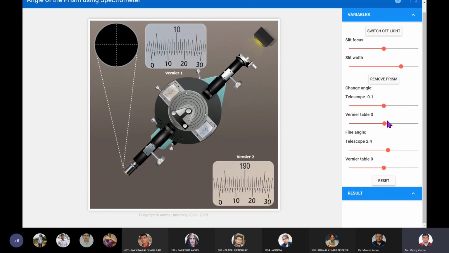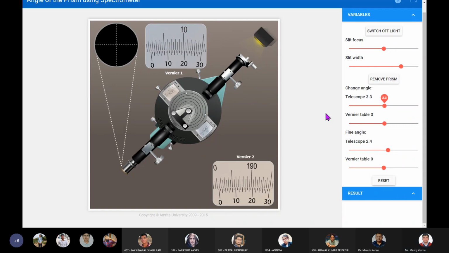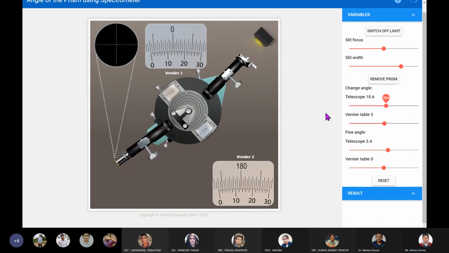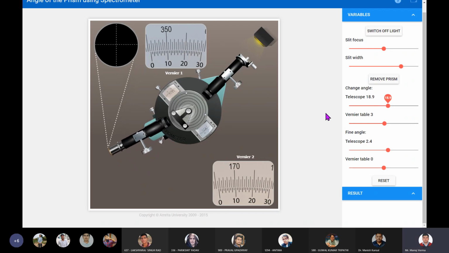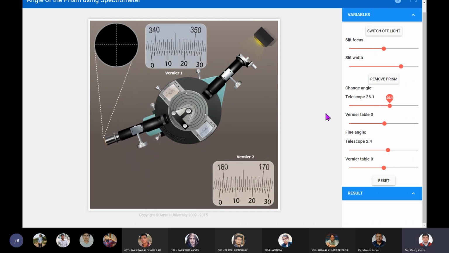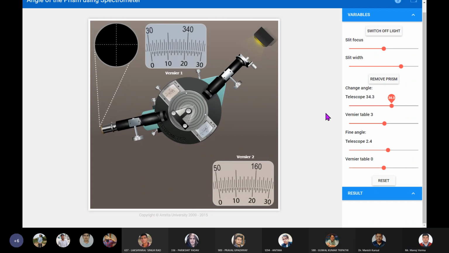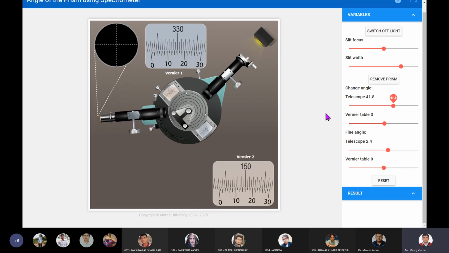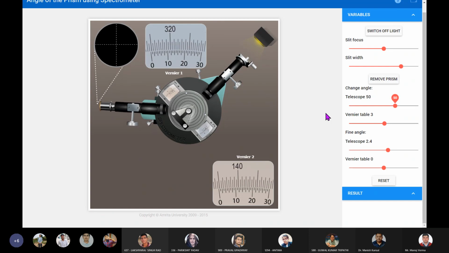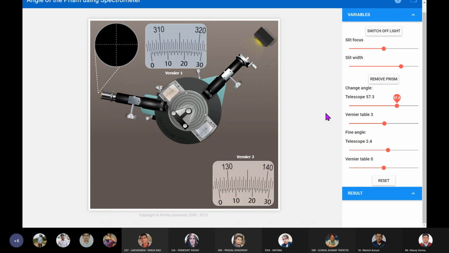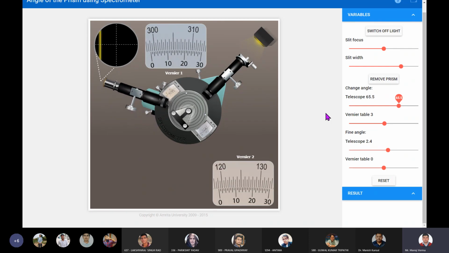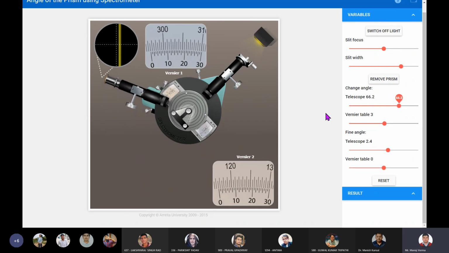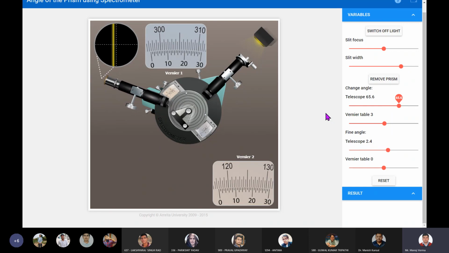Right? So, okay. Now I have to change my telescope position. I can change the telescope position like this. I want to see where I can view the slit. I'm changing it slightly. Now you will see at some angle, yes. Now you can see at this particular angle, I am observing the slit.